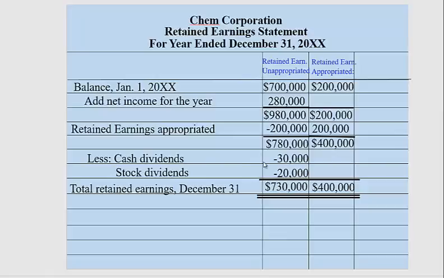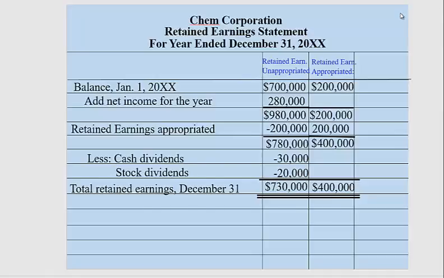Last, we're going to deduct the dividends that were declared. Remember, dividends reduce the amount of retained earnings. There is only one thing that increases retained earnings, and that is net income, and then appropriations and dividends reduce retained earnings. So we're going to subtract the cash dividends and the stock dividends that were declared for Chem Corporation. So that will bring our total retained earnings at the end of the year for the unappropriated account to $730,000 and in the appropriated account $400,000.